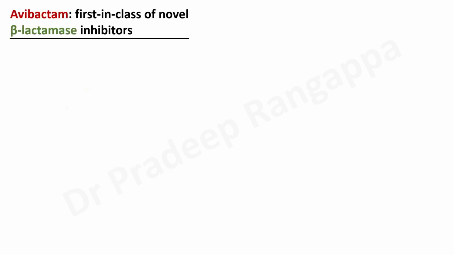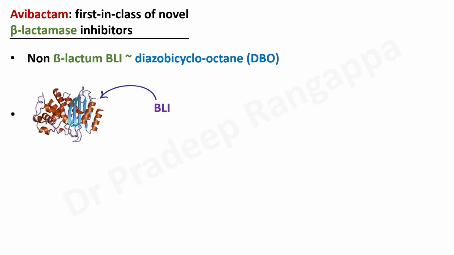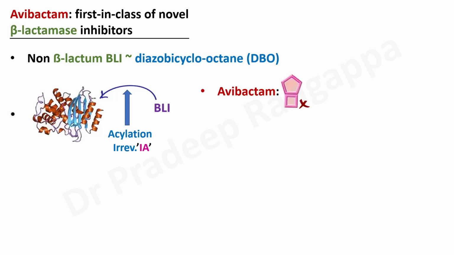Now we'll talk about this drug avibactam, which we are here to discuss. This is a beta-lactamase inhibitor. It is a beta-lactamase inhibitor even though it does not have a beta-lactam ring. It has something called a diazabicyclooctane. Basically it acts as a beta-lactamase inhibitor by inhibiting beta-lactamase through acylation and irreversible inactivation.